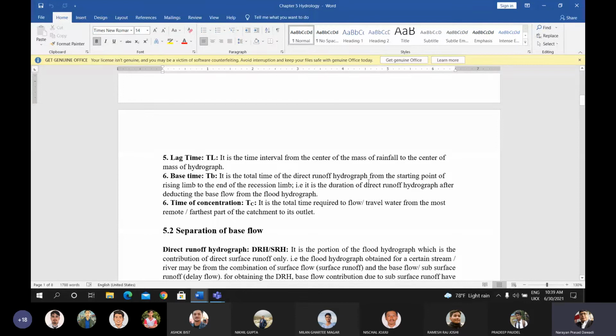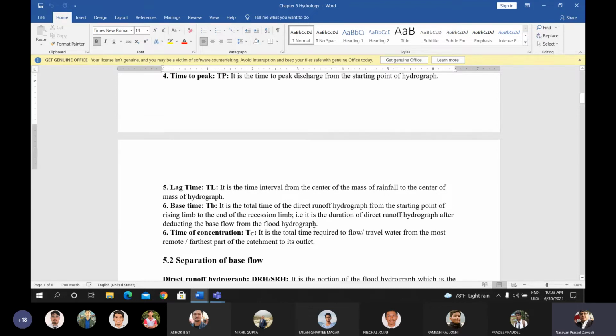It is the total time of the direct runoff hydrograph from the starting point of the rising limb to the end of the recession limb. That is, it is the duration of the direct runoff hydrograph after deducting the base flow from the flood hydrograph.